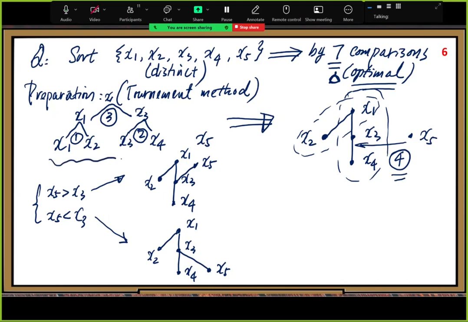Here, the typical tournament method. Oh, let me turn off the light.